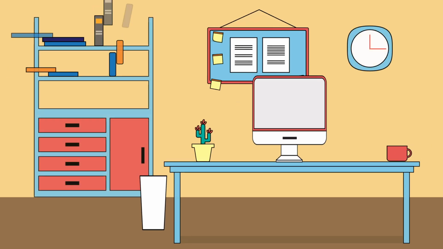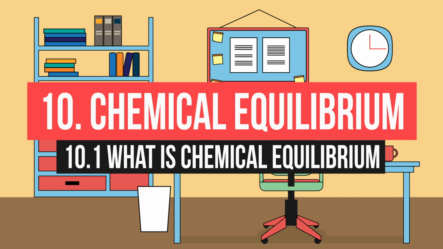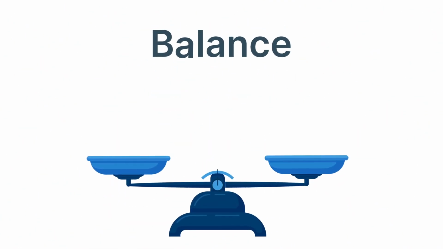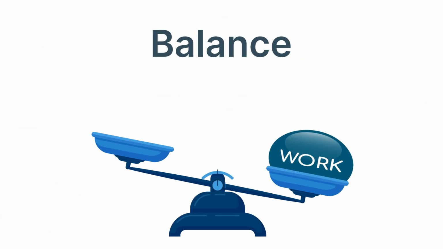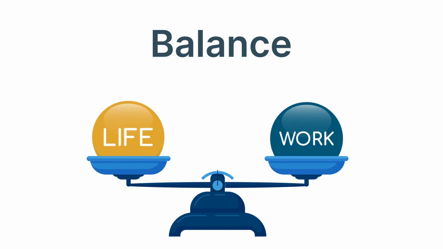Welcome to topic 10.1. Here we will introduce the idea of equilibria, and especially dynamic equilibrium, and how we use this principle to describe reversible reactions in chemistry. You will have come upon the term equilibrium before, I'm sure. There are many contexts where we use this word equilibrium to indicate a balance between two things.